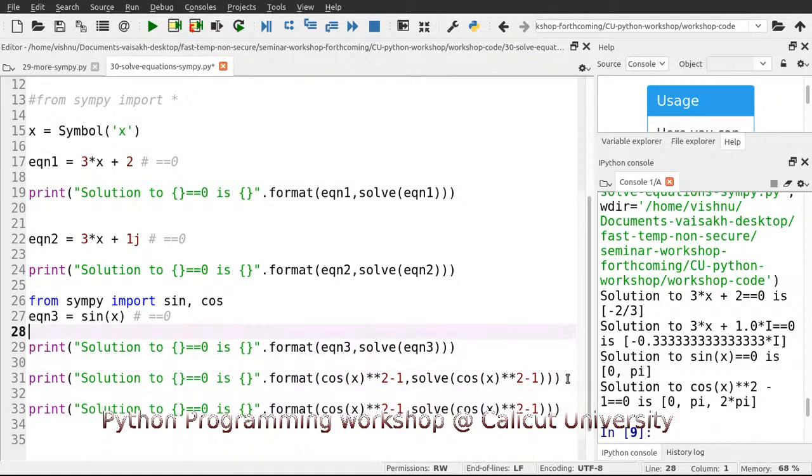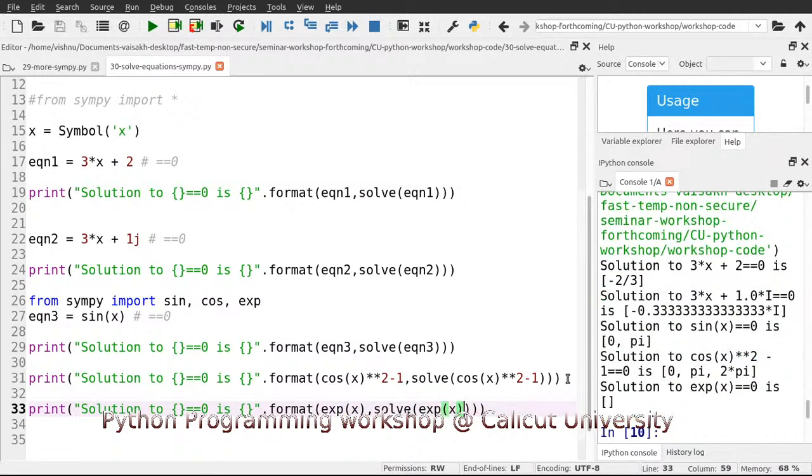Even e raised to x, I think you need to import exp as the function. See that? Exp of x equal to 0. Let us try with exp of x equal to 0 first. So the solution is an empty list, no solution. What about 1?